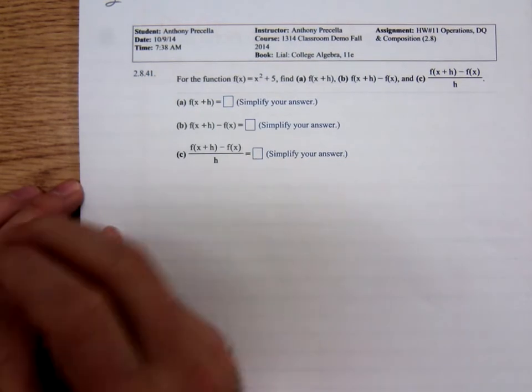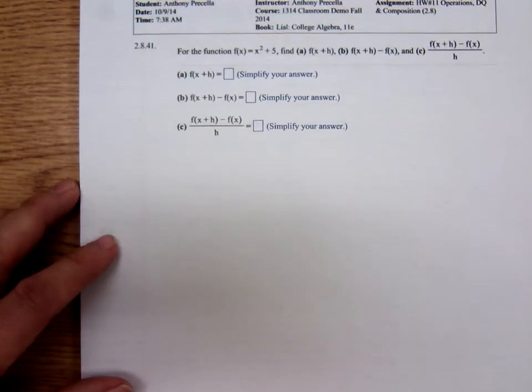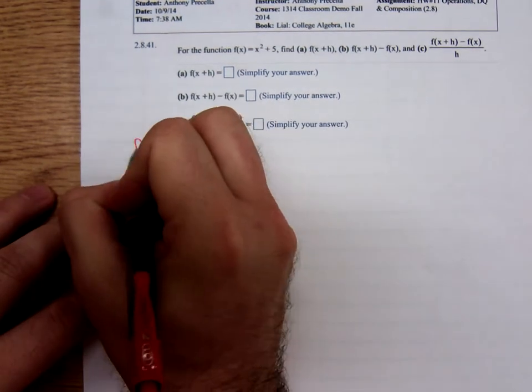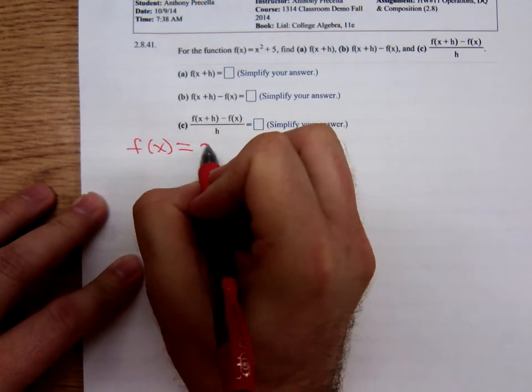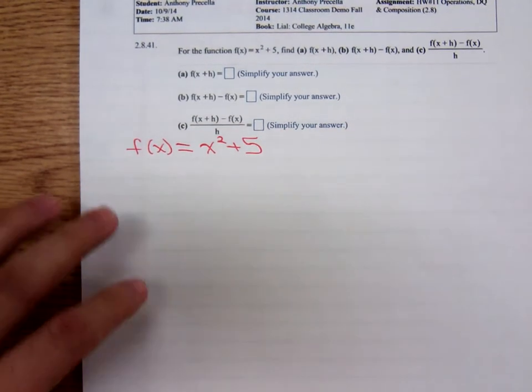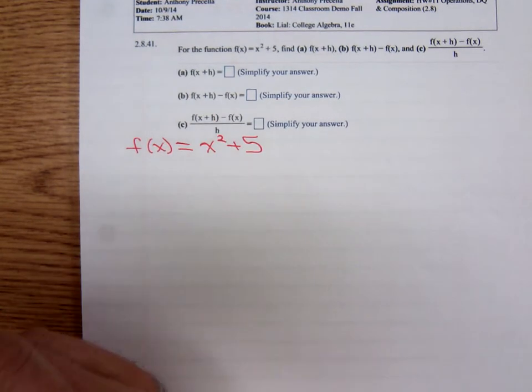I think I'll do it right here on this page. Is that better? Yeah, you can see it better? Okay, so here goes. First of all, we have f of x is equal to x squared plus 5. Part A, they ask us to find f of x plus h.